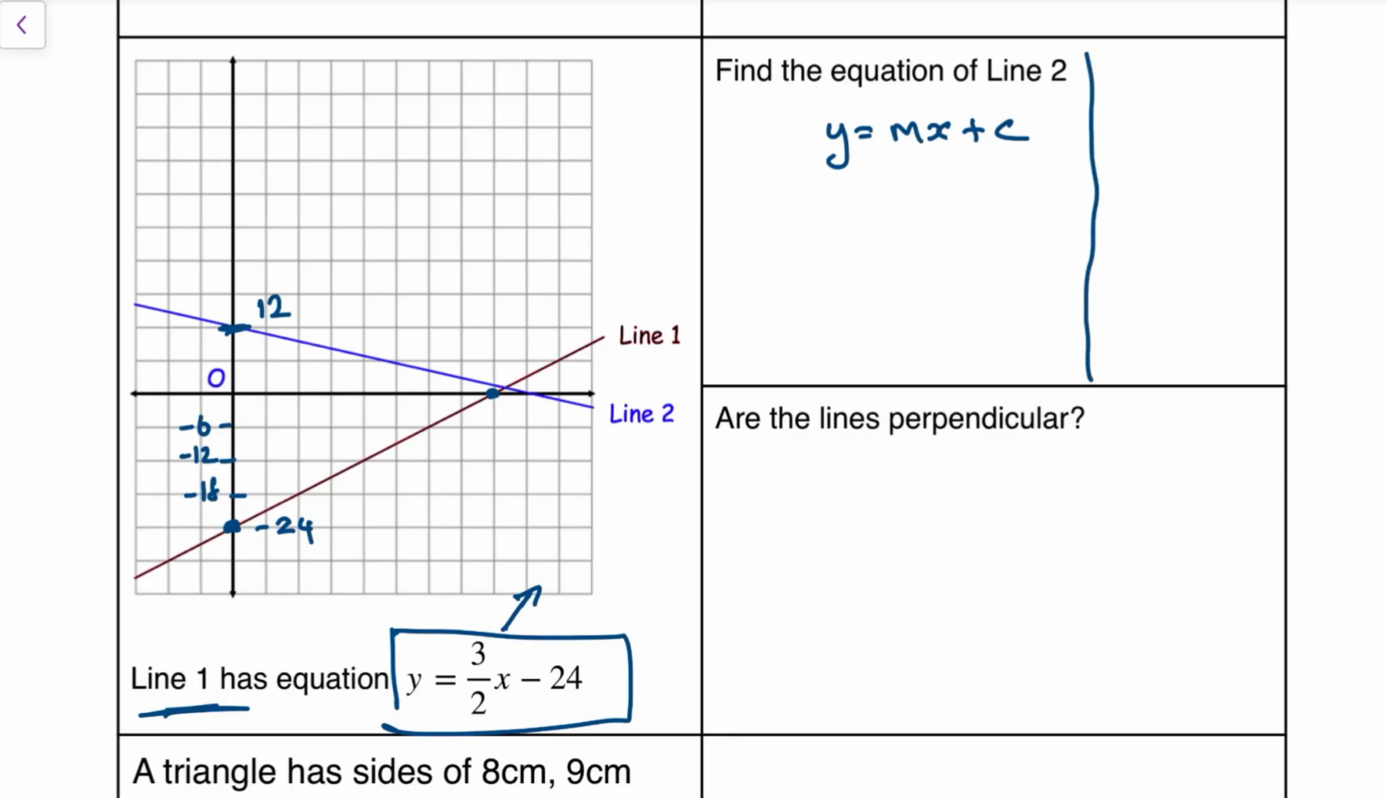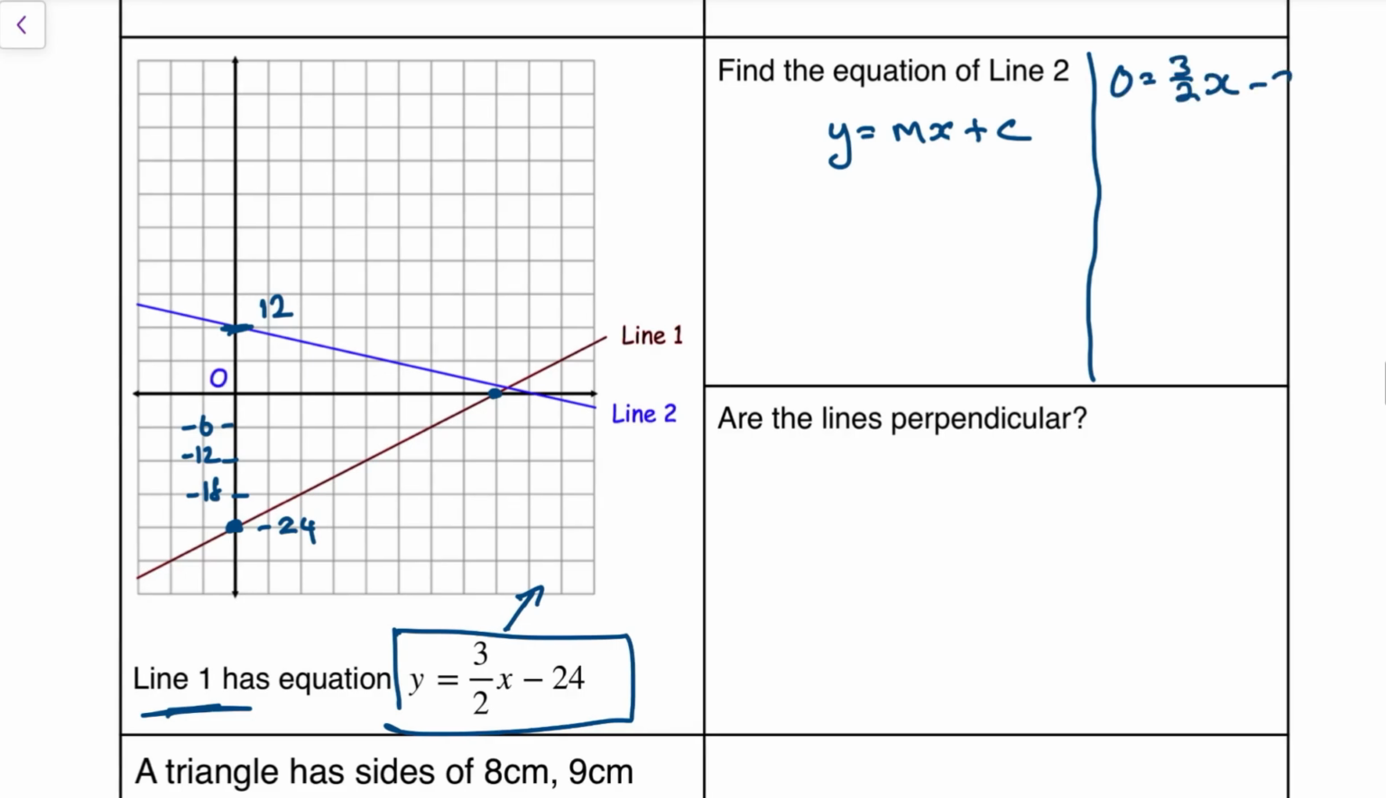So for line 1, 0 is equal to 3 over 2 x minus 24, which means that 24 is equal to 3 over 2 x. Times 24 by 2 divided by 3 is going to give me, well, 24 times 2 is 48, divided by 3 is 16, which means x equals 16, which means that this is equal to 16. Now x is also 1, 2, 3, 4, 5, 6, 7, 8 squares across, which means that each square is 2 across and 6 going down, which then means I can work out my gradient, can't I?